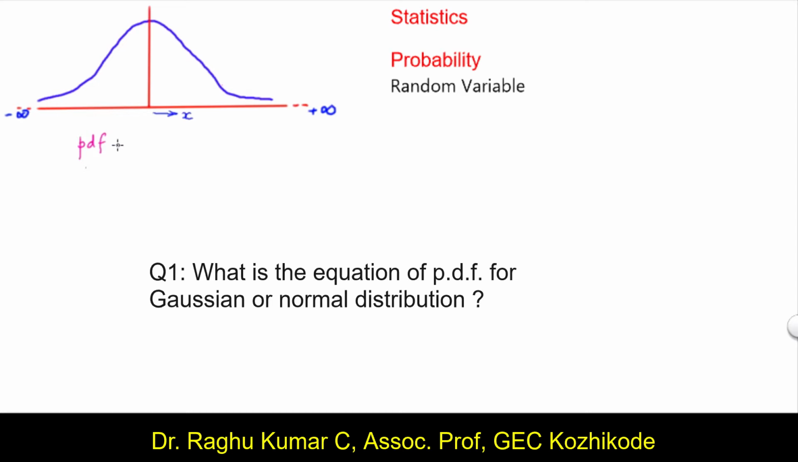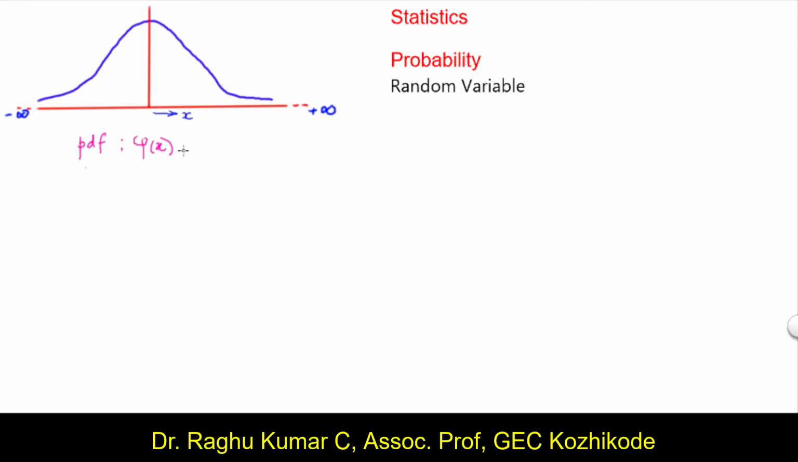is, generally you can write like phi of x, or p of x, or some people like to write n of normal, n of x comma mu, like this, or some people will write n of mu comma sigma. All these people used to write.